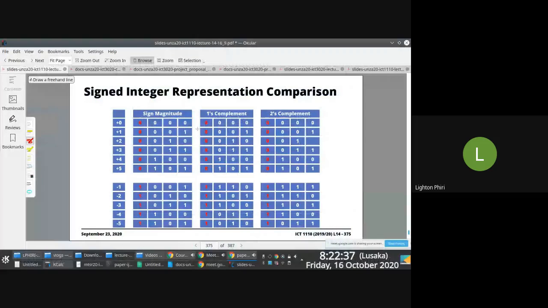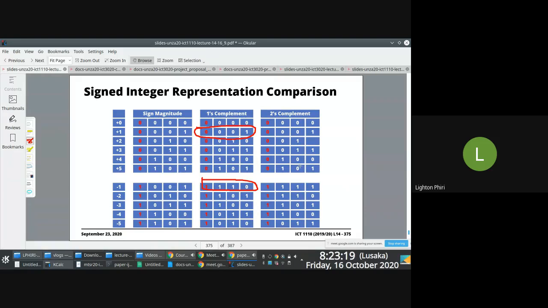If we're dealing with 1, what we do is we convert +1 to binary, which is here, 0, 0, 0, 1. And then we flip the bits, and then we'll have 1, 1, 1, 0. Simple rule, right? For 2's complement, what we do is we get the 1's complement of the equivalent of the negative number, and then we add 1, right?